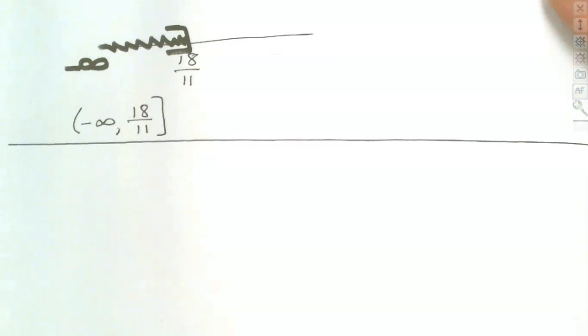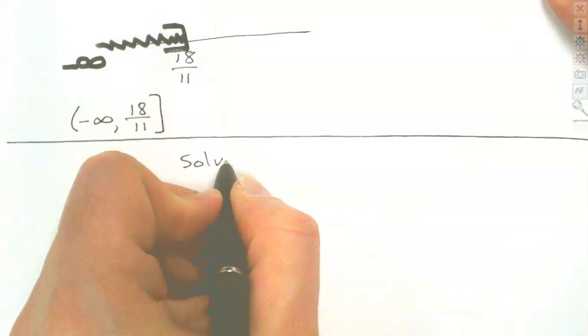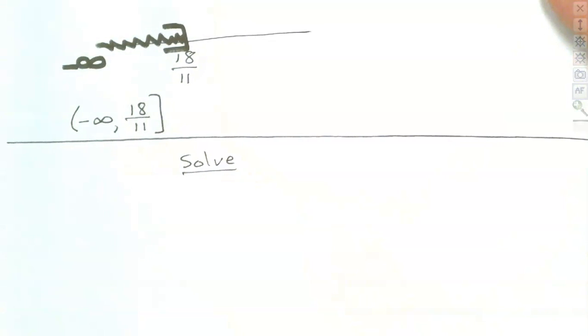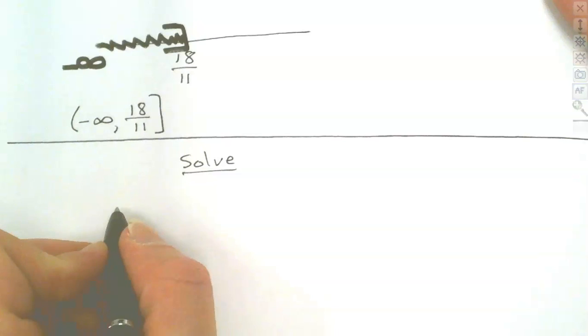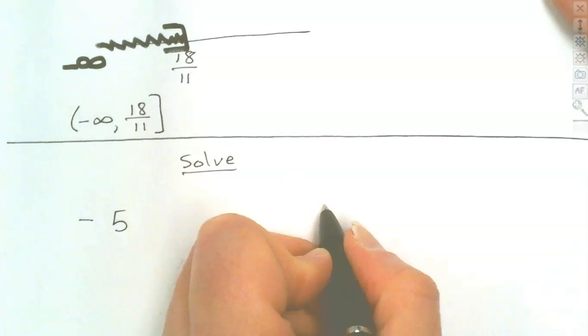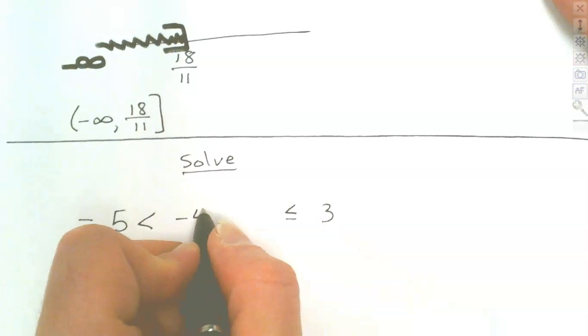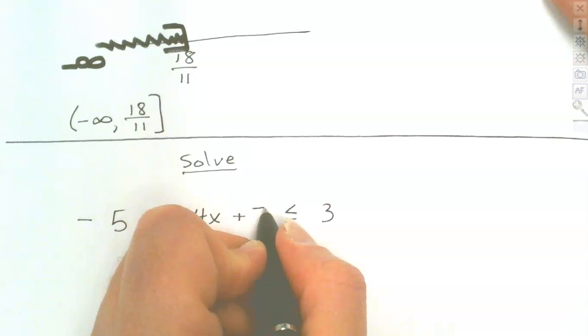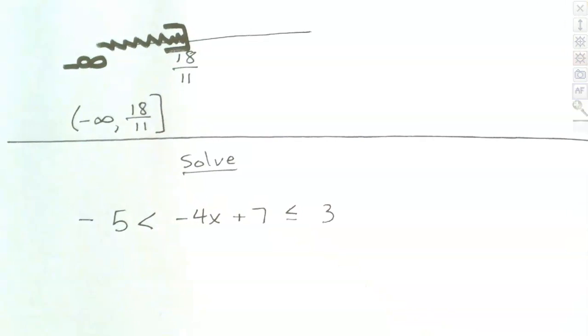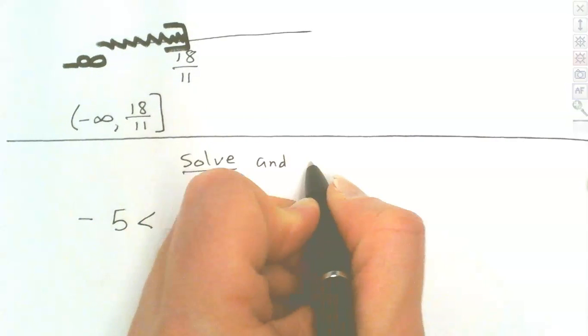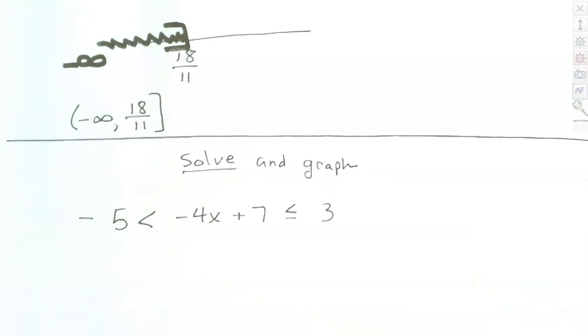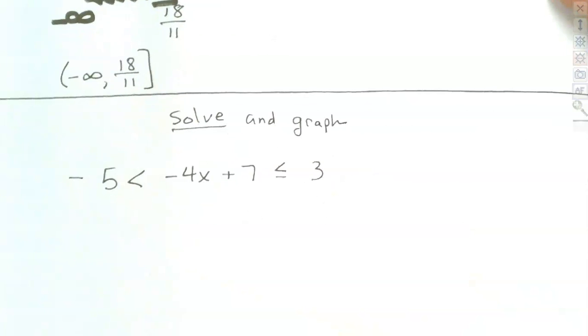This one's a 3-part inequality. And this one, we're going to have to switch our sign. We're going to have to be very careful when we work it through to make sure we put everything in the right order on the number line. Let's use a 3. And how about we have a minus 4x plus 7 in the middle. So we're going to have to solve this one and graph. And this again is called a 3-part inequality. I'm sure you've seen these many times before.